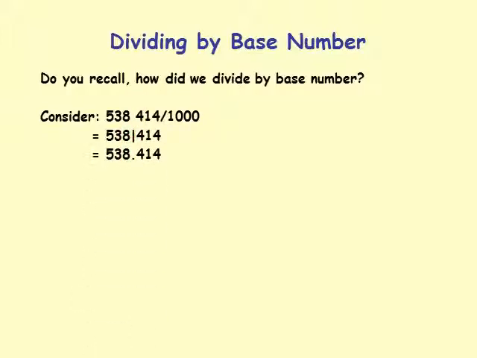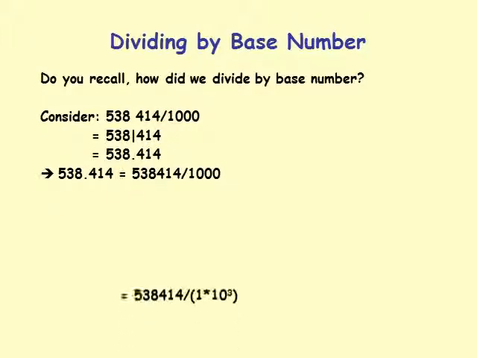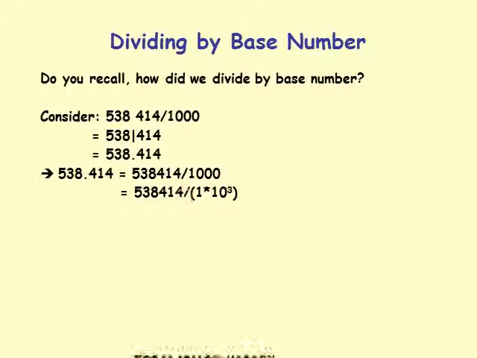Let's continue here. So that's 538.414. But that means 538.414 is 538414 divided by 1000. We got 538.414 from here. So that's what it is. And 1000 is 10 times 10 times 10, which is 1 times 10 raised to the power 3, or 10 cubed, in the denominator.